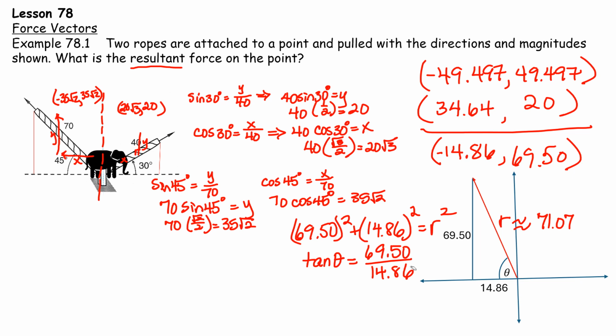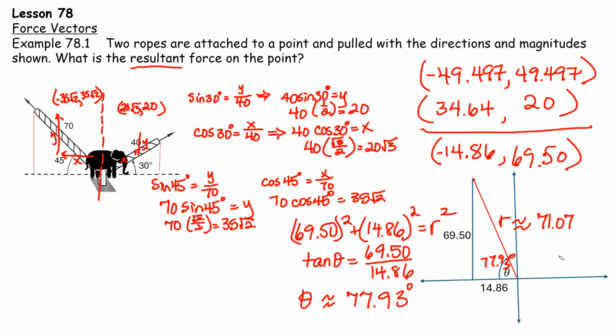And now I'm going to hit inverse tangent. And that's going to give me about 77. This is theta, about 77.93 degrees. So that is theta degrees.